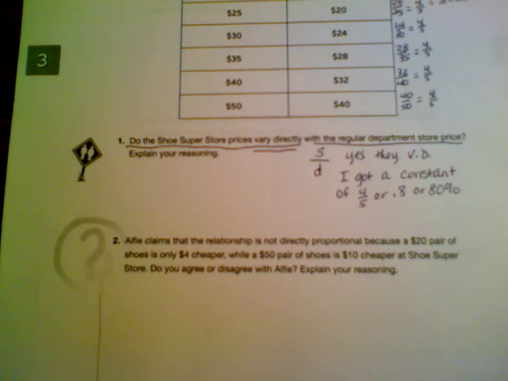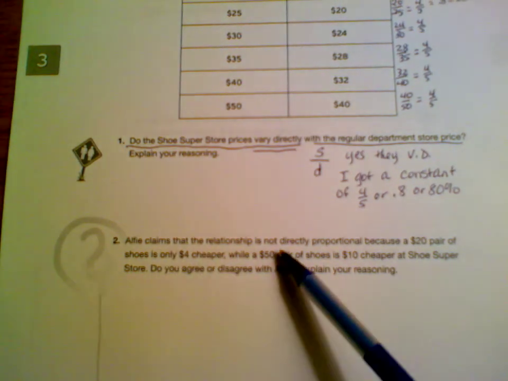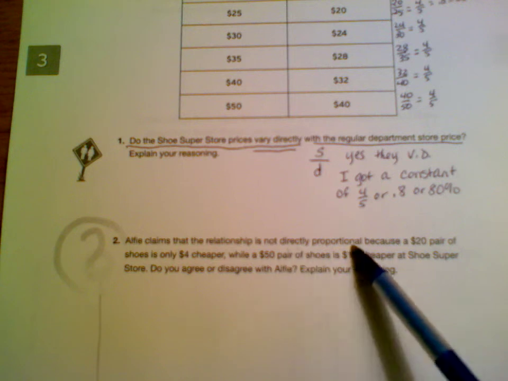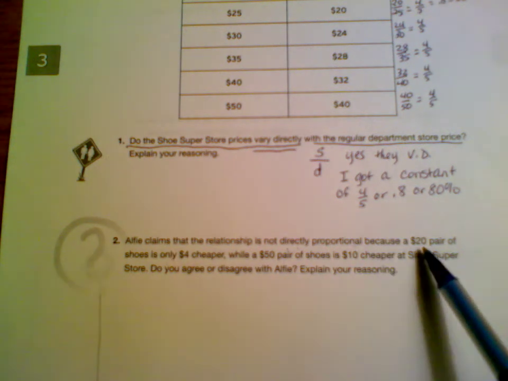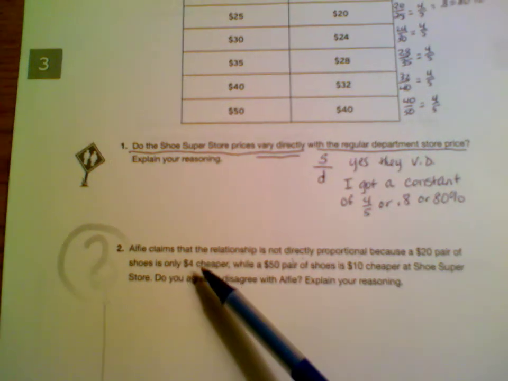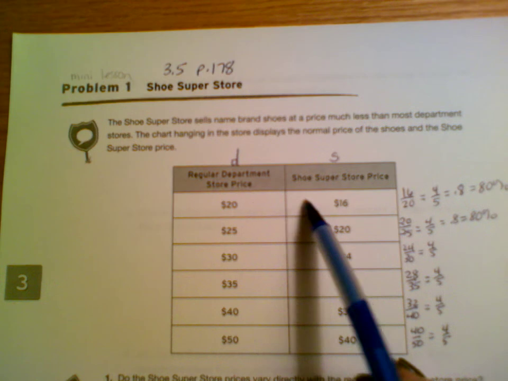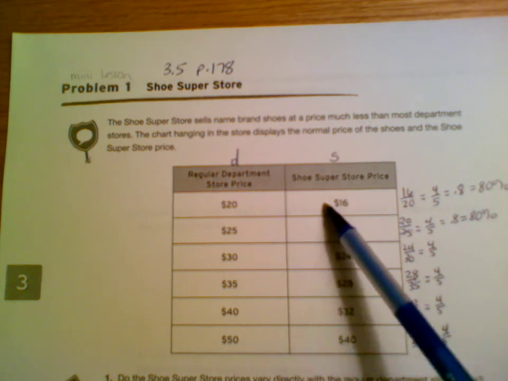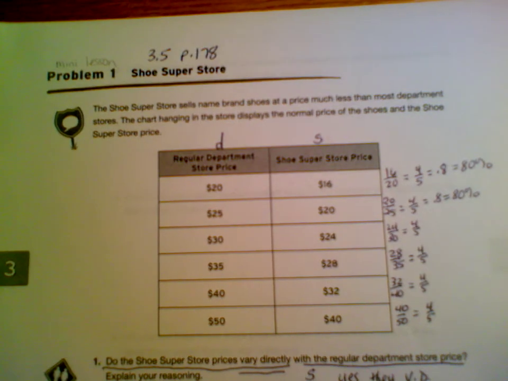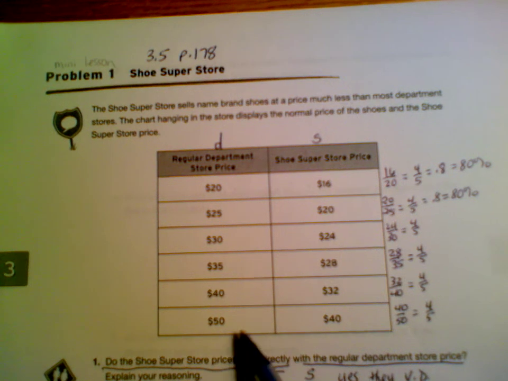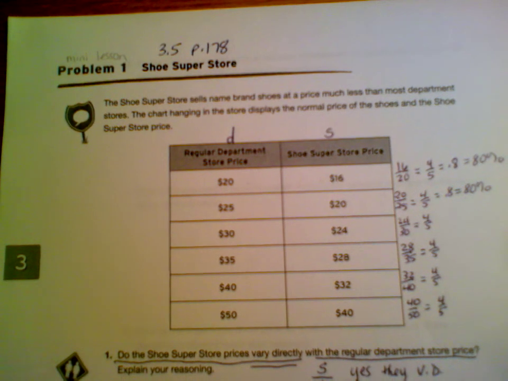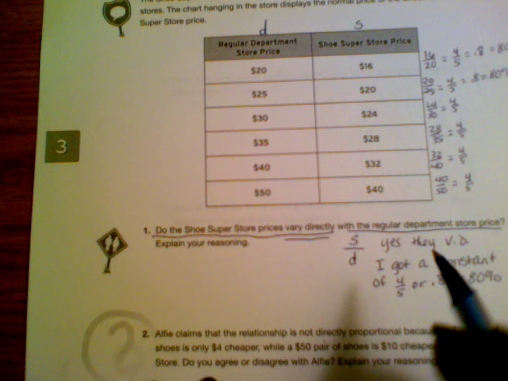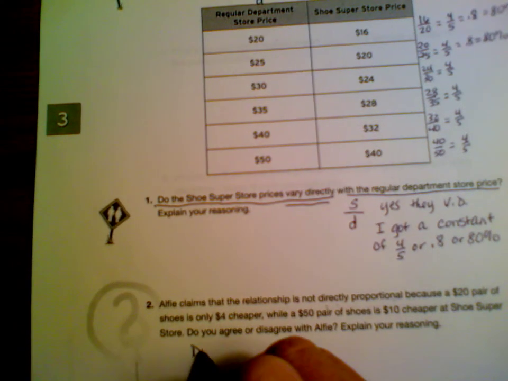Okay, now here we have to discuss this a little because Alfie claims that the relationship is not directly proportional. We just said it was. She says it's not because a $20 pair of shoes is $4 cheaper. So she looked at this, you're saving $4, while a $50 pair of shoes is $10 cheaper. So do we agree or disagree? So obviously we disagree because we said it varies directly. So I am going to disagree.